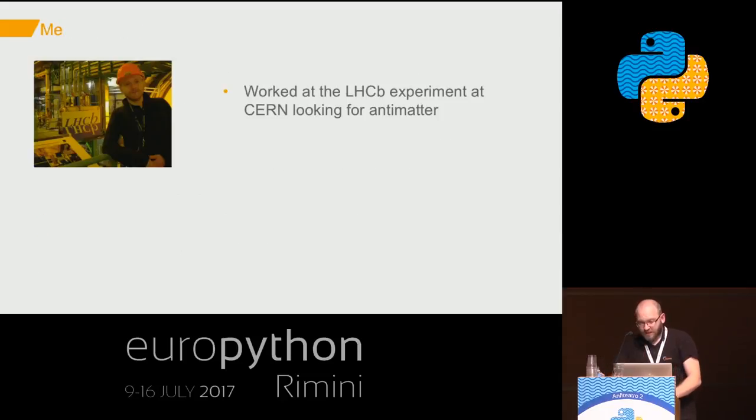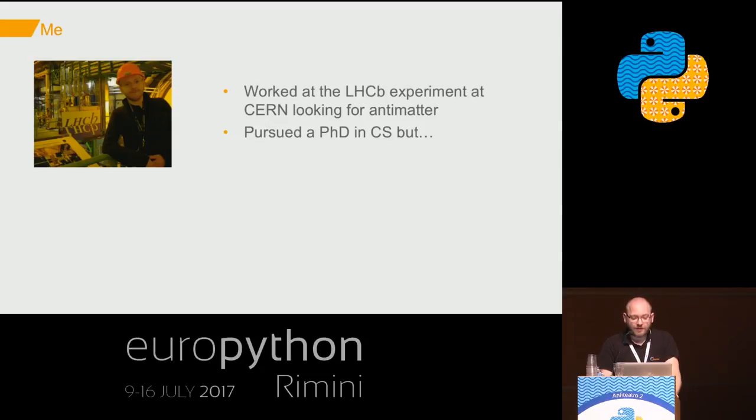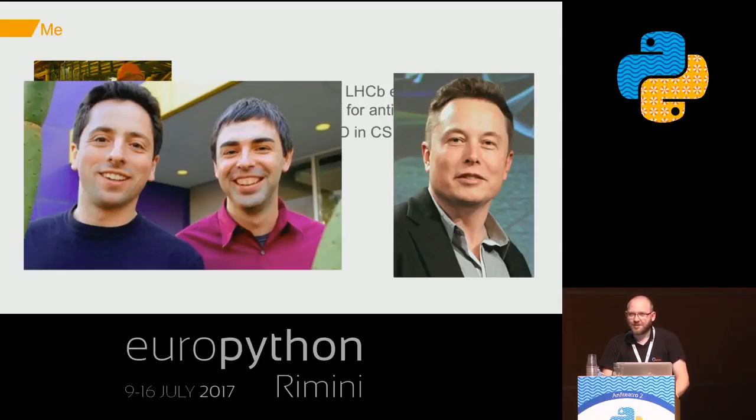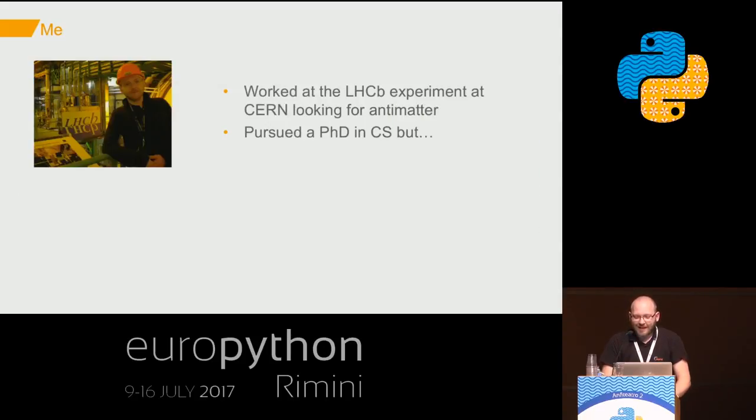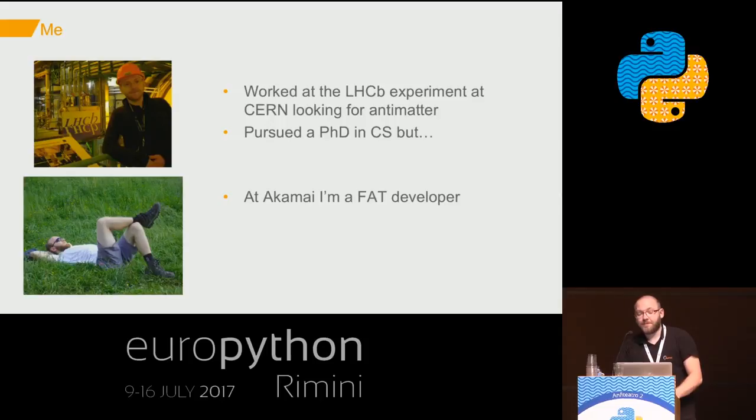Okay, so a few words about me. So I worked at the LHCb experiment at CERN, looking for antimatter for some time. And later, I decided to pursue a PhD in computer science. But then I've heard that if I drop out, I will probably start a multi-billion dollar business. But for some reason, that hasn't happened yet. Yes, and currently I work at Akamai, and I'm now a FAT developer, where FAT obviously stands for frameworks and tools.